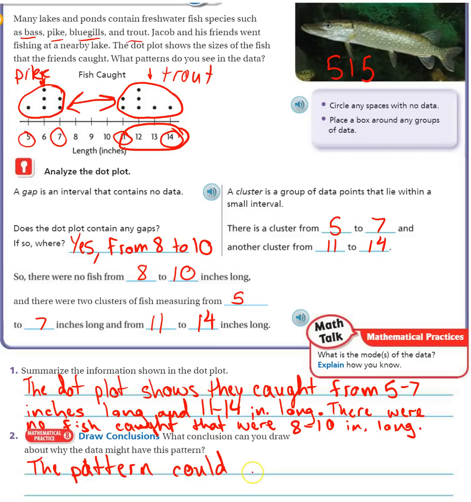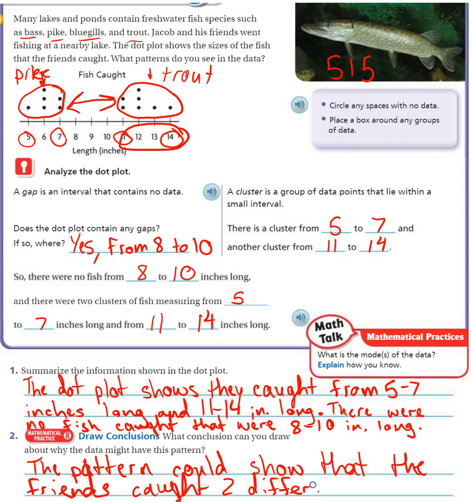So I'm going to say the pattern could show that the friends caught two different types of fish. And that would explain why we have that big gap in between. Maybe one type is smaller and the other type is bigger, and so that's why we have that big gap.